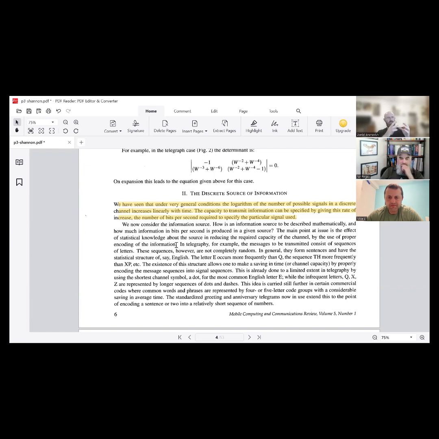Okay, so it says if there's a source that makes various symbols, that if we can encode them properly, then maybe we can utilize later the channel that has a specific capacity that we defined previously. That's how I got it.